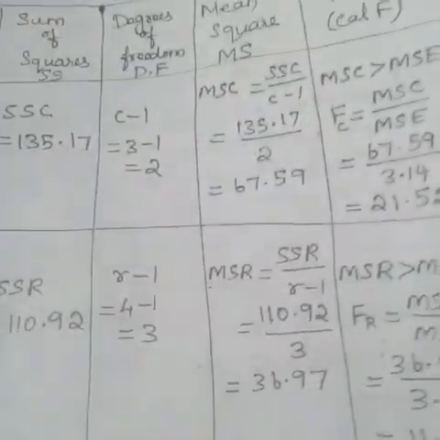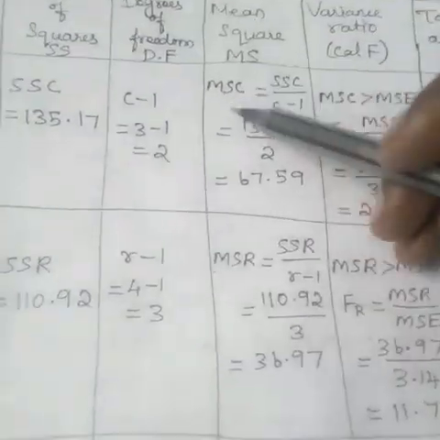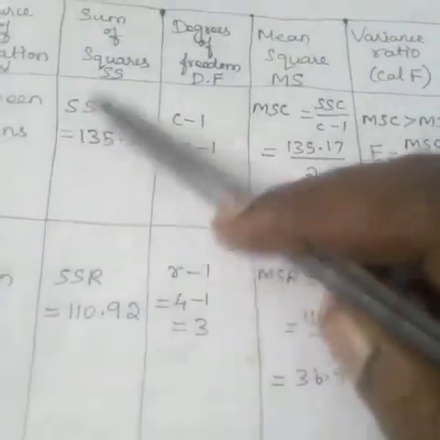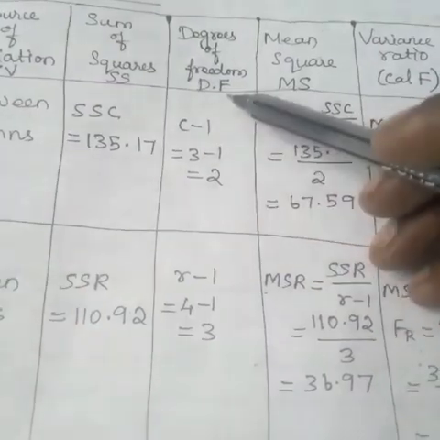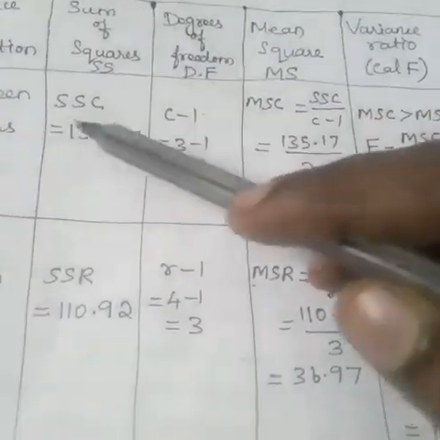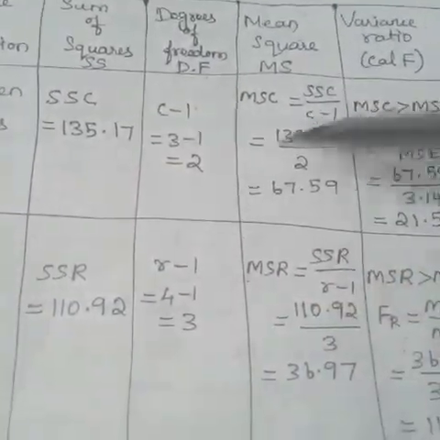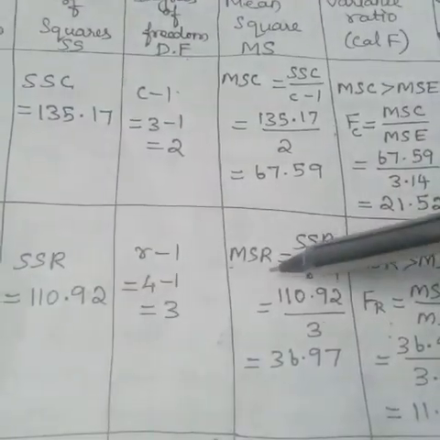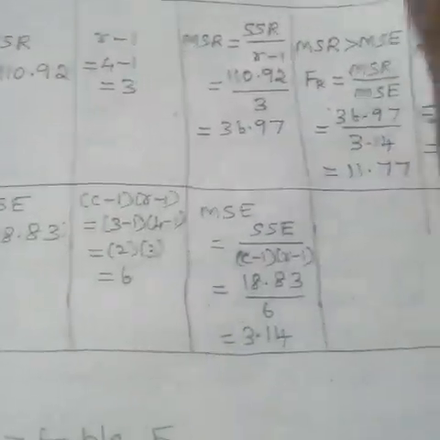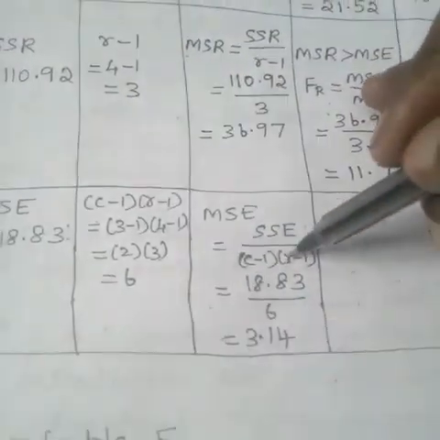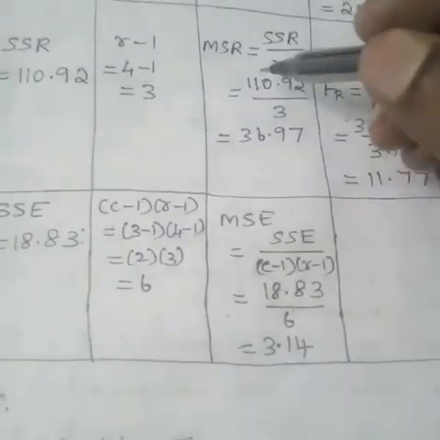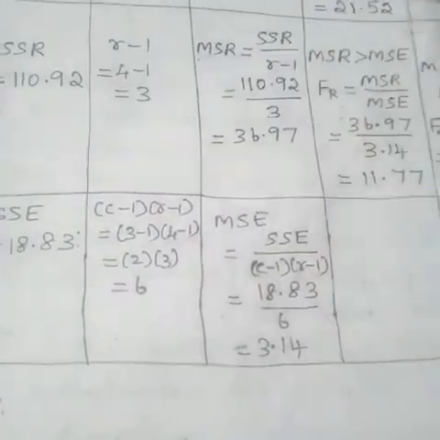Then mean square, MS, mean square values. So MSC is equal to, what is the formula? We can take this as 1 and this as 2, so 1 by 2. That means SSC by C minus 1, and MSR is equal to SSR by R minus 1, and MSE is equal to SSE by T, that is C minus 1 into R minus 1. Substitute all the values, then divide, we get the answers MSC, MSR and MSE.